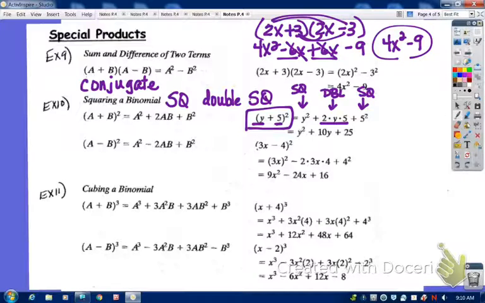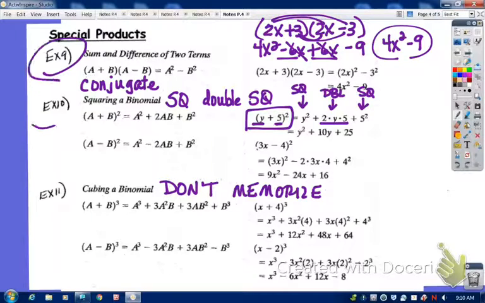Example 11, I actually don't make you memorize this. We do not use this a lot. If you want to memorize it, you can. We don't usually have time to actually show you how to memorize cubing a binomial. I'll show you how I cube a binomial, but I do want you to know how to do 9 and 10. You do need to know how to multiply conjugates with a shortcut, and you do need to know how to square a binomial with a shortcut. All right, let's apply these shortcuts to the last 3 examples.